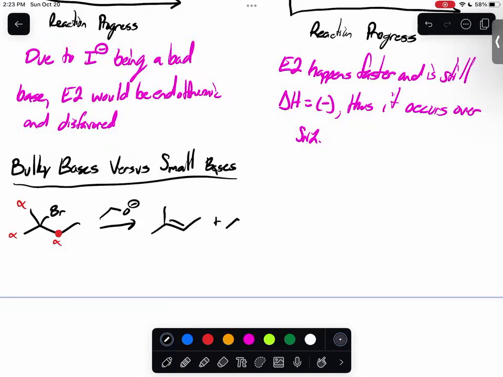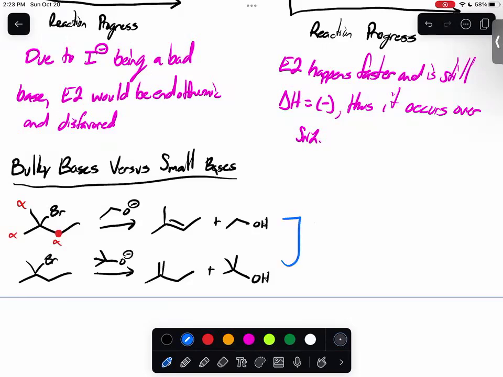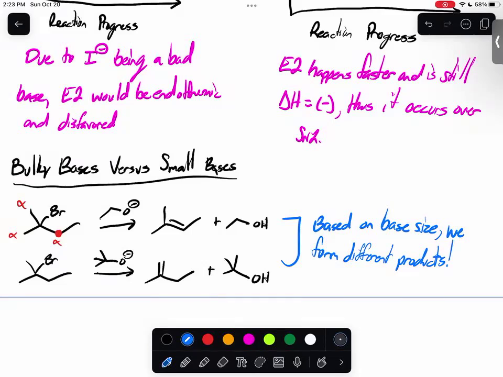But what would happen if we did this exact same reaction, but we brought in tert-butoxide? We actually end up with a different product. And so this is where E2 becomes a little more complicated than E1, because based on our base size, we form different products. The question is why? Well, let's think of it this way.